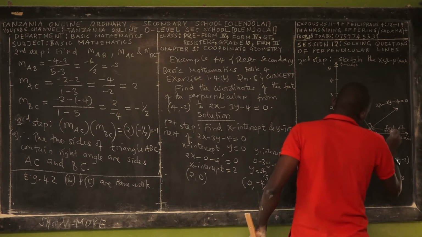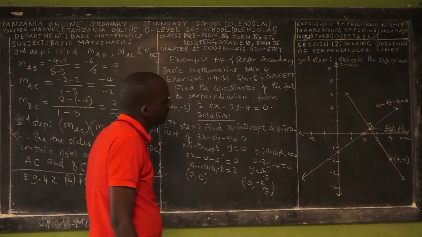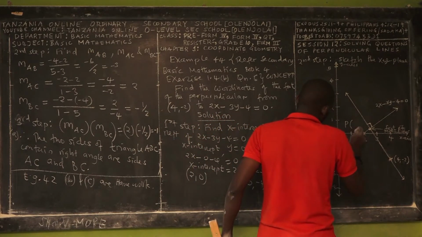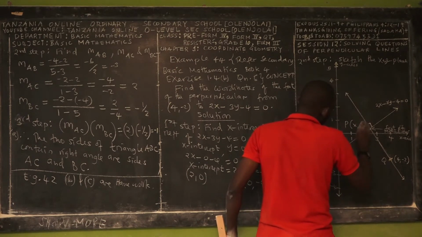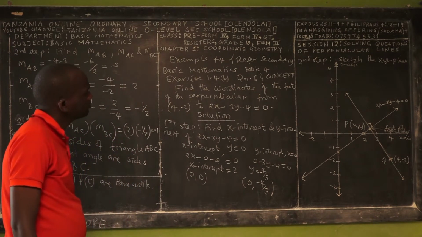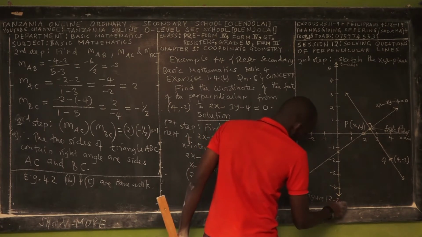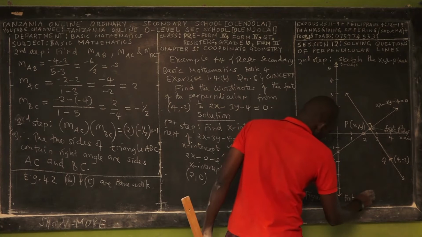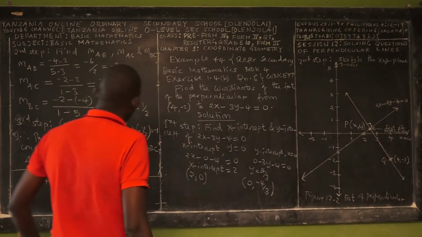Foot of perpendicular. So this is the foot of perpendicular. You can let the given point be point P, and let the foot of perpendicular be point Q, which is (x, y). So ladies and gentlemen, this is figure 12.2, called the foot of perpendicular.